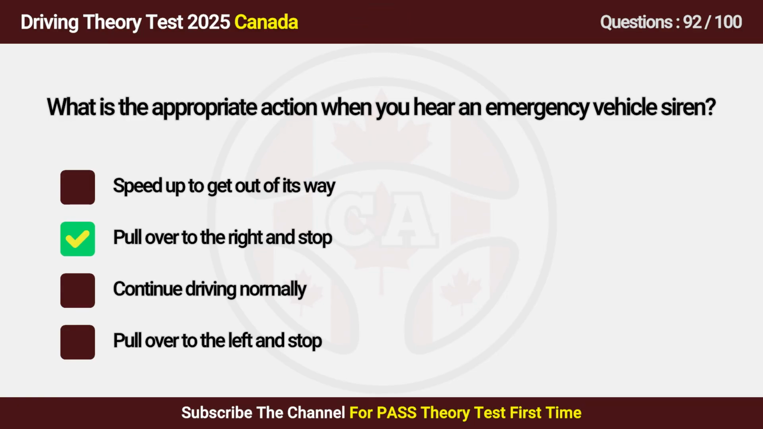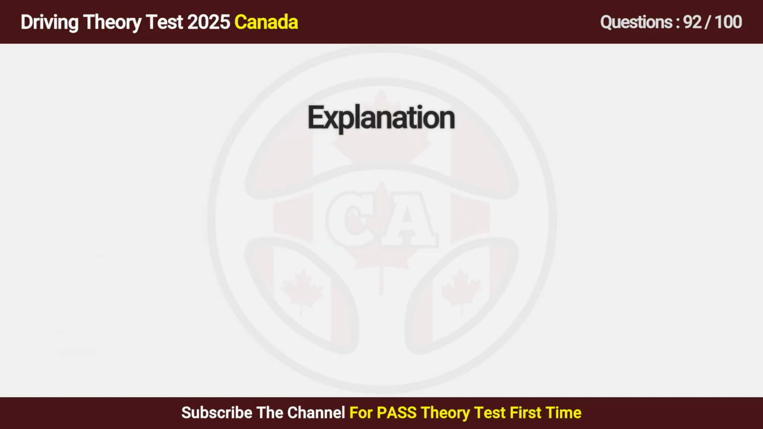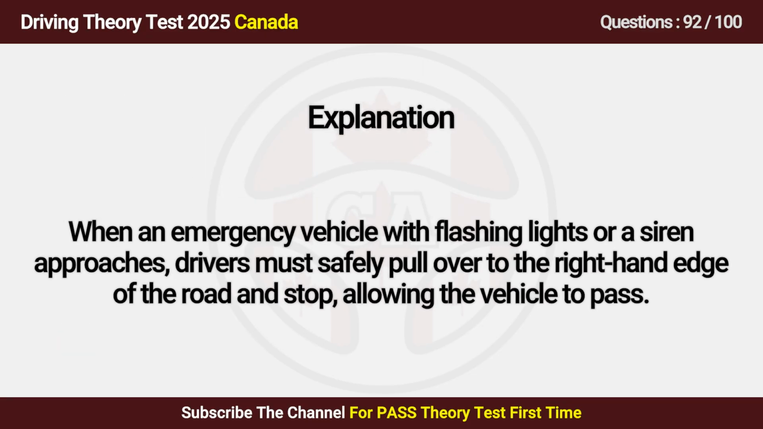Answer is B. Pull over to the right and stop. When an emergency vehicle with flashing lights or a siren approaches, drivers must safely pull over to the edge of the road and stop, allowing the vehicle to pass.